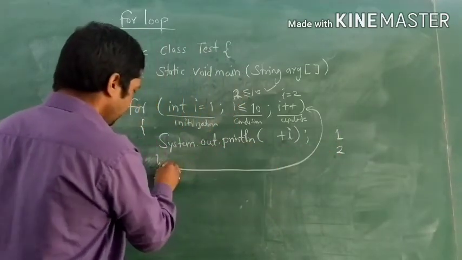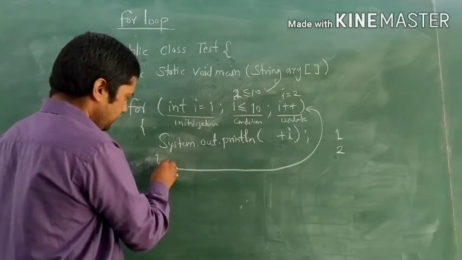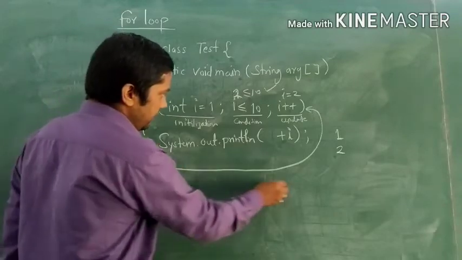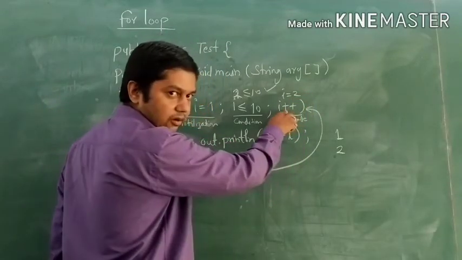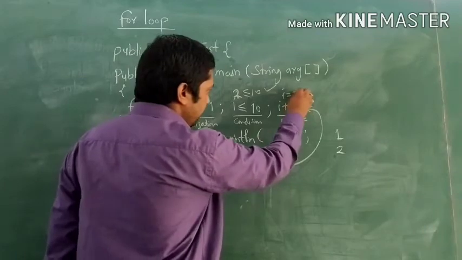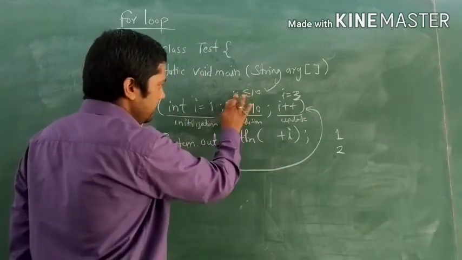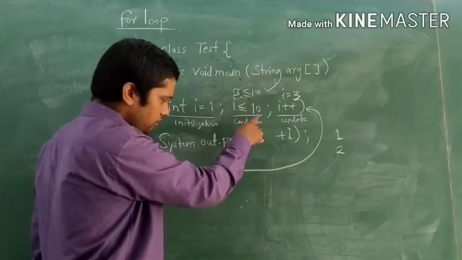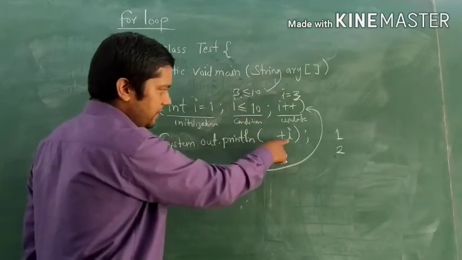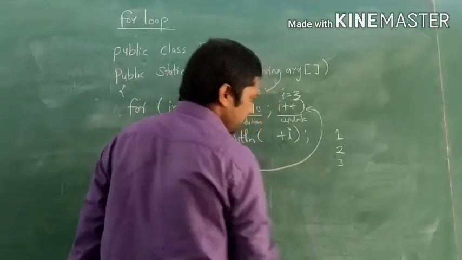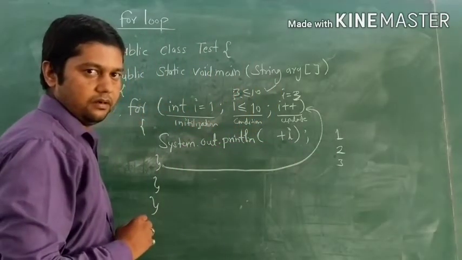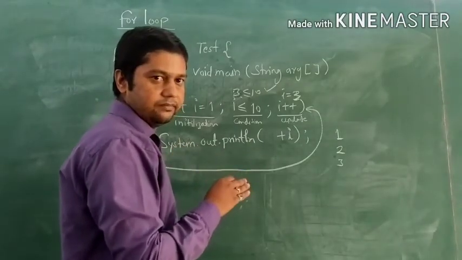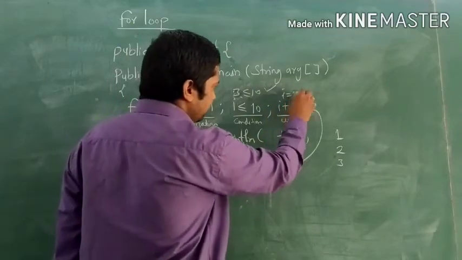Now the compiler will go back, and then it will increment again. The value of i will now be 3. Now it will check the condition. Is 3 less than or equal to 10? The condition is true. The compiler will jump here and print the value of i, 3. The compiler will keep printing until the value of i is 11.